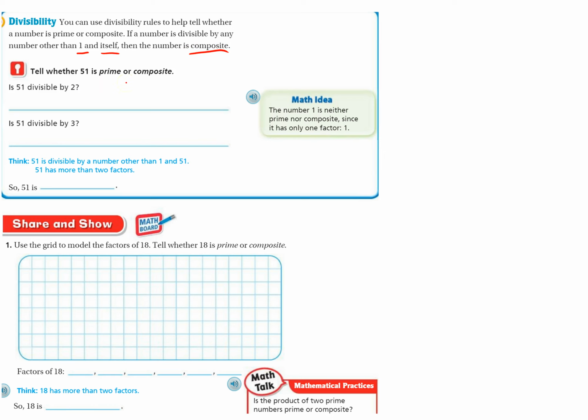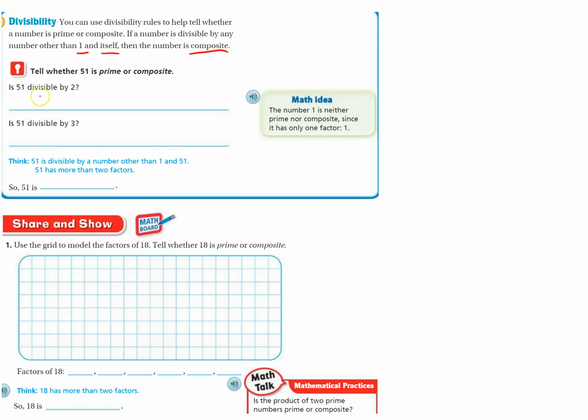Now, basically they're trying to teach us a way to find out more quickly. So of course I could go through and try to find all the factors of 51, but you can check, because if it's divisible by any number other than 1 and itself, then of course it's composite. So we don't necessarily have to check every single number. So tell whether 51 is prime or composite.